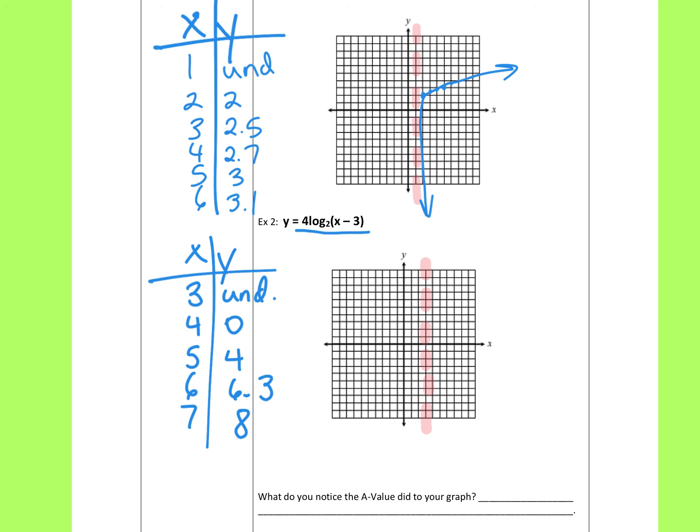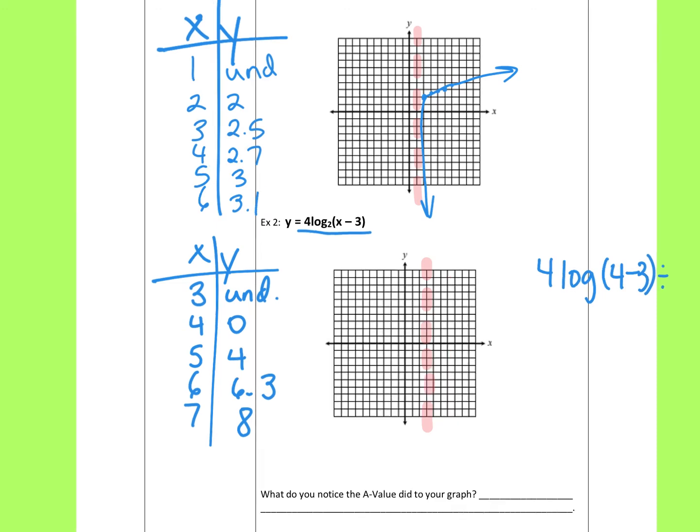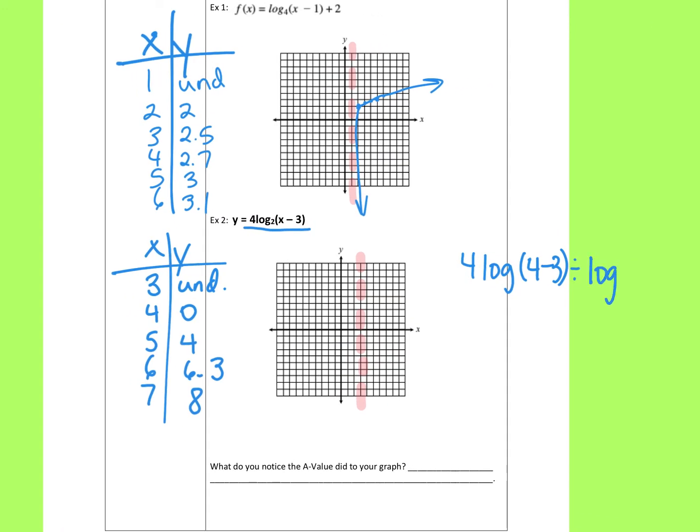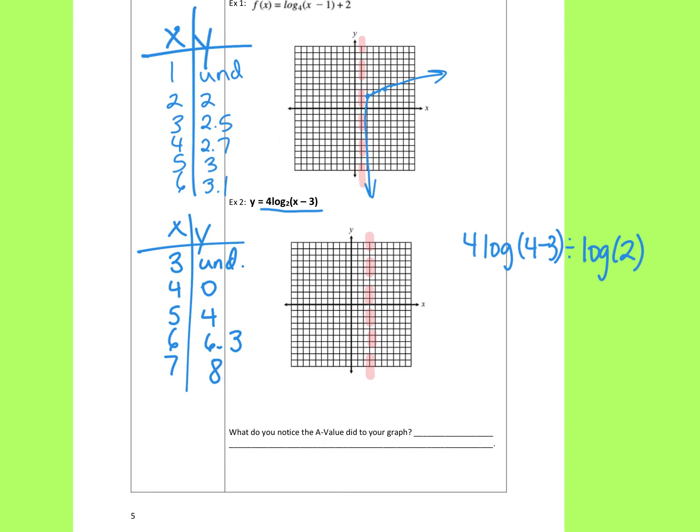If you didn't get those numbers, okay, here's how you type this in. 4 log, parentheses 4 minus 3, divided by log 2. Okay, you only have to type that 4 in at the front. You don't have to do anything else. It will automatically multiply it. Anybody not get that? Cool. All right, so we plot these points.